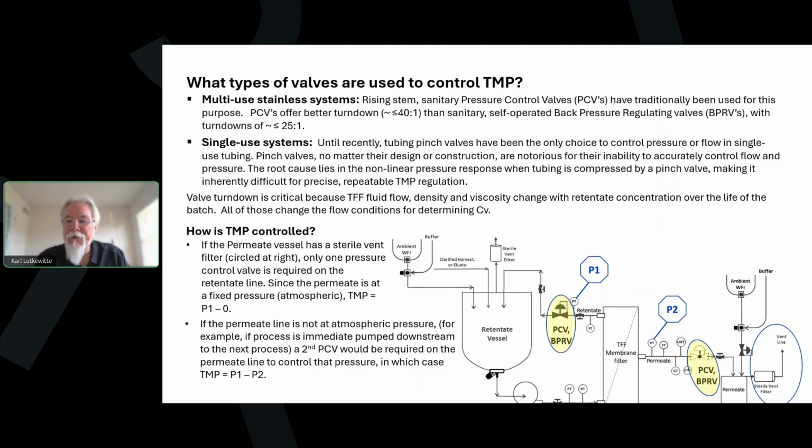If the permeate does not go into a vented vessel, that's a little bit different story. If instead the permeate is immediately pumped downstream for additional processing, then the P2 pressure will vary, as the suction line pump pressure is going to vary. It's not going to be at a constant figure. So in that case, I need a second valve on the permeate line, but only in that case. I think you'll find, at least in my experience, most systems have it where the permeate is vented to atmosphere. So typically you only need one valve for this application.